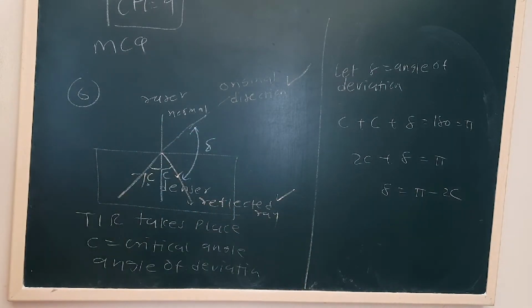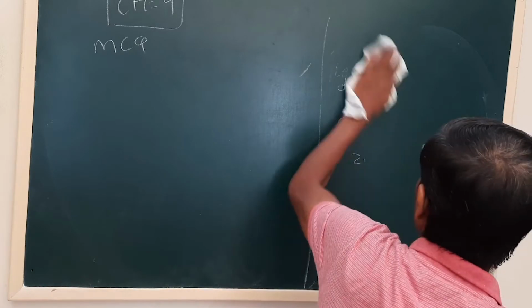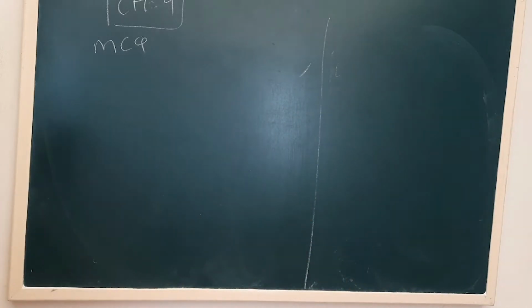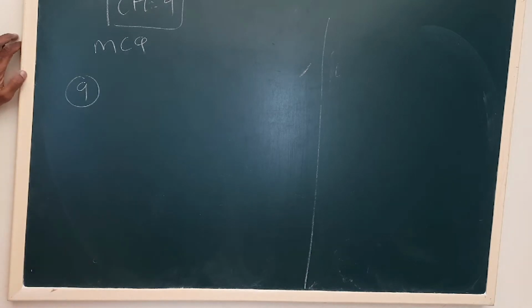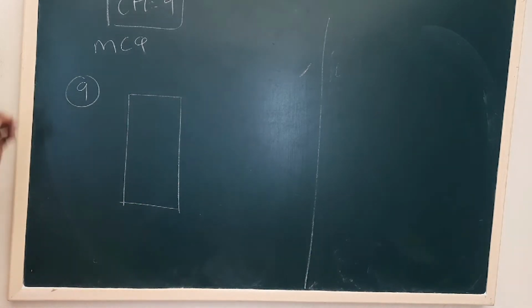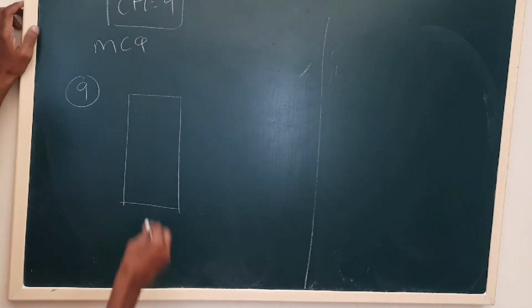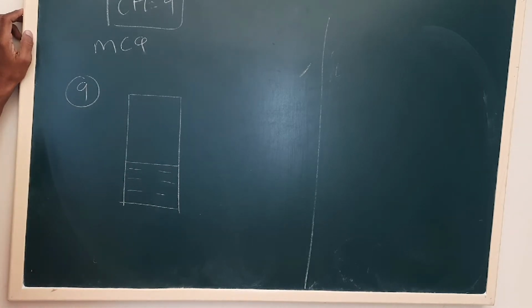Now see our next MCQ. Now see, a tank is there in which two liquids are filled. One is water and the second is oil. Now we know the oil is lighter. See, water is filled up to here, 30 centimeter.